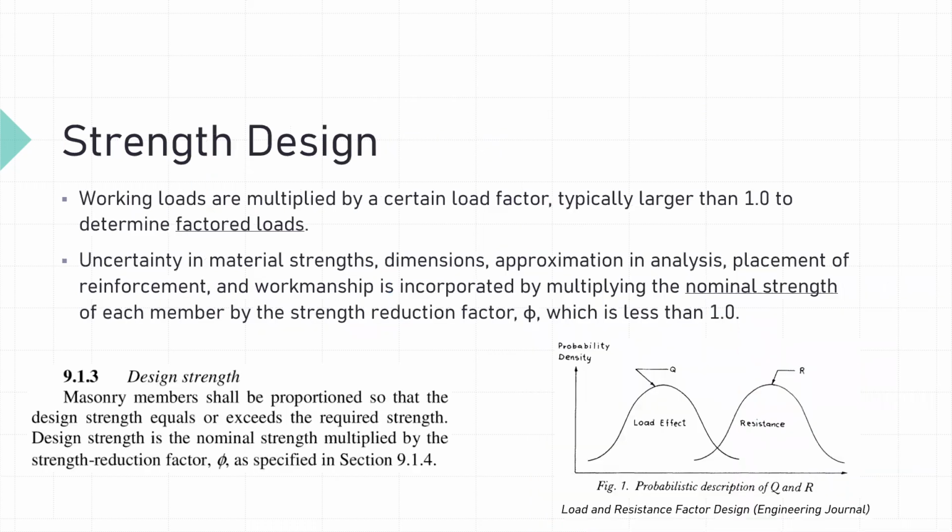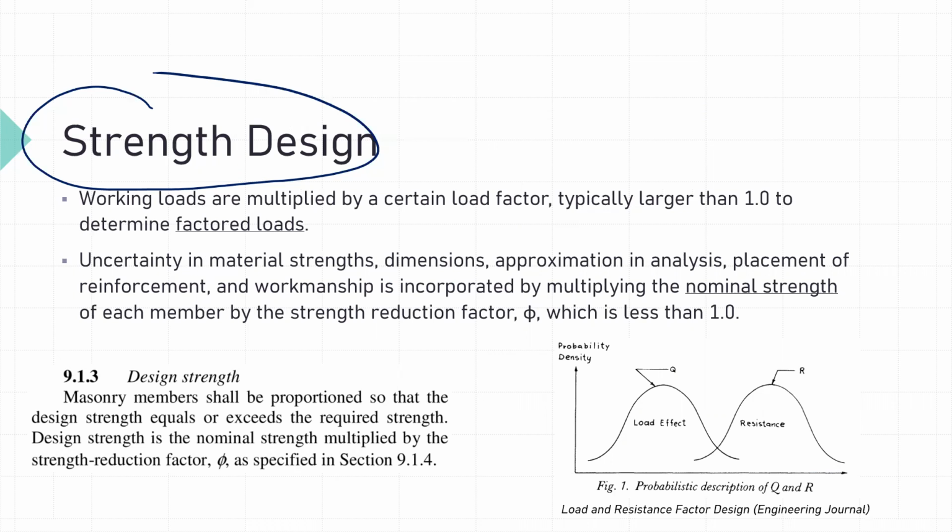Today we are going to focus on strength design of masonry, which is covered in Chapter 9 of TMS 402. Let's start with the fundamentals of strength design. Strength design is similar to LRFD, load and resistance factor design. If you are used to using AISC 360 for steel or ACI 318 for reinforced concrete, both of those standards use a similar LRFD or strength design approach.